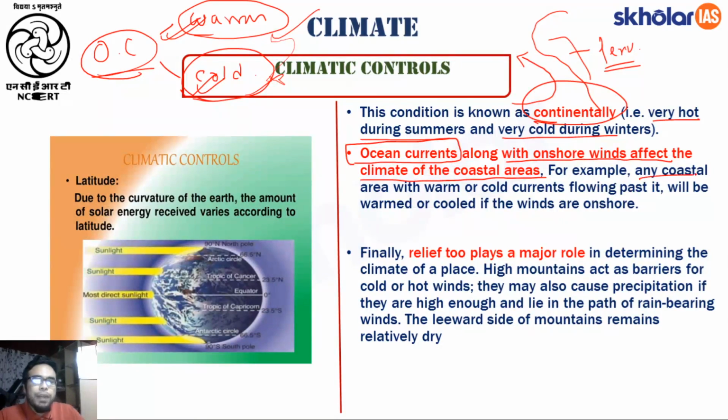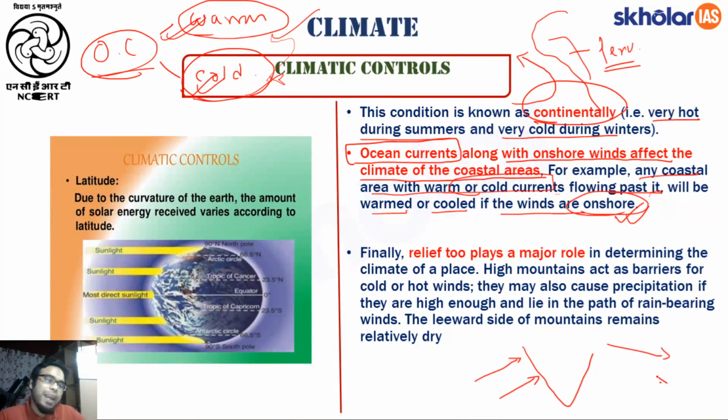Now for example, any coastal area with warm or cold currents flowing past it will be warm or cold if the winds are onshore. Now what is an onshore wind? If this is an area where your winds are blowing towards it, we call these onshore winds. And if the winds are moving away from a landmass, we call it an offshore wind.